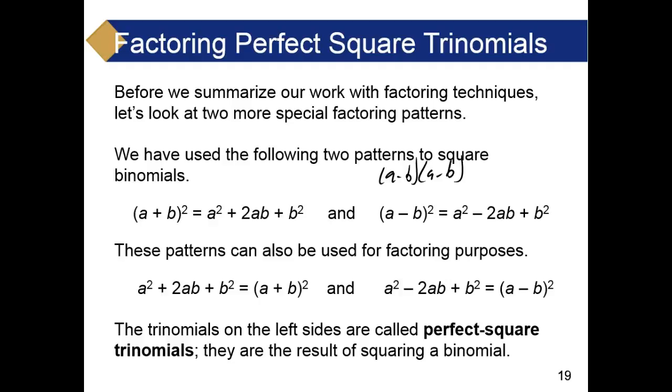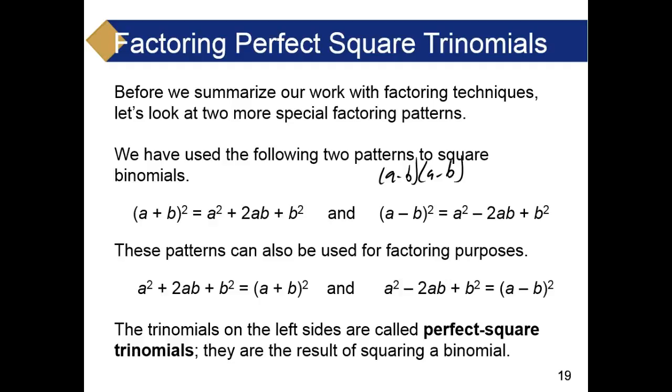So again, this one has to be a perfect square, that has to be a perfect square, and this one has to be twice the product of the square root of those two numbers. Okay? Even with a minus, either minus or plus. These two patterns can also be used for factoring purposes. So anytime you have a first term that is a perfect square, the last term is positive and a perfect square, and the middle term is twice the square root of those two, you got a perfect square trinomial.